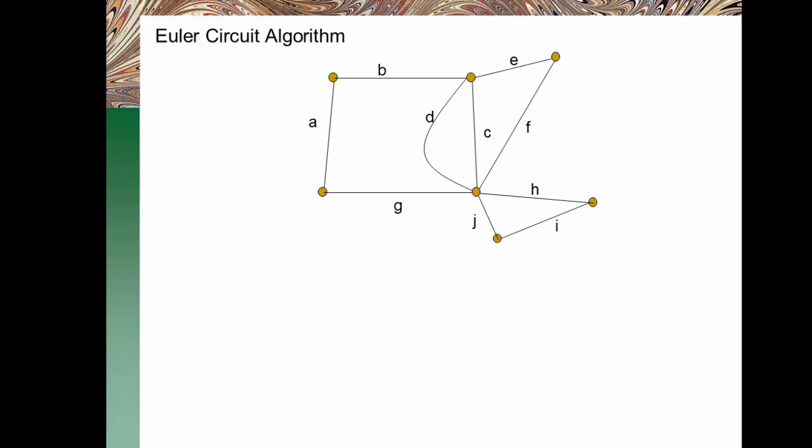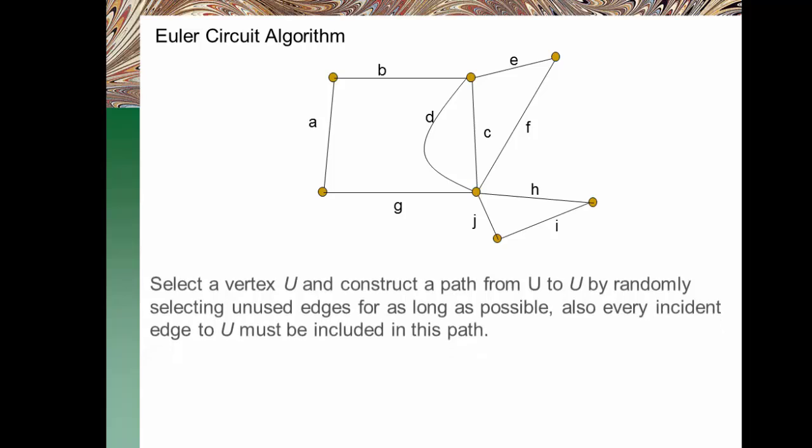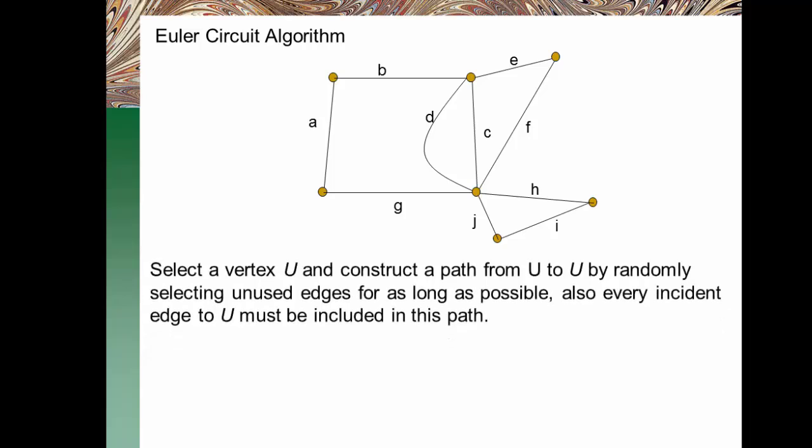Here's the Euler circuit algorithm. Consider this given multigraph. Now we're going to begin with a vertex U and construct the path from U back to U by randomly selecting unused edges for as long as possible. Also, every incident edge to U must be included in this path. If we start at this vertex, then there are only two ways we can go. We can go through edge B or edge A.